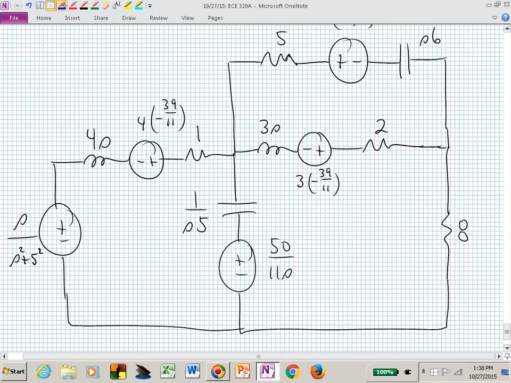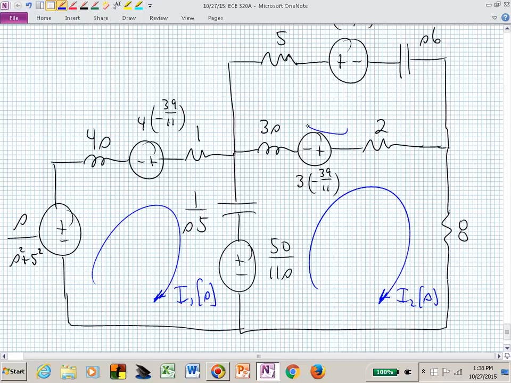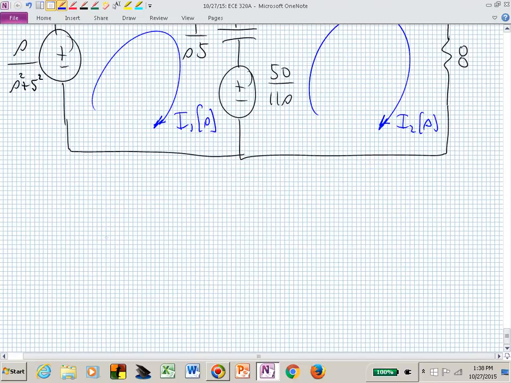Now, we said we were going to do mesh analysis. Let's call this mesh I1, this mesh I sub 2, and this mesh I sub 3. Now, how big is my leftmost matrix? I'm now going to write this as some matrix. There's a question.